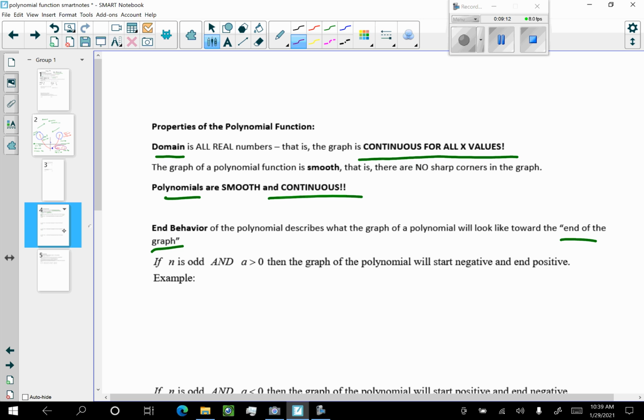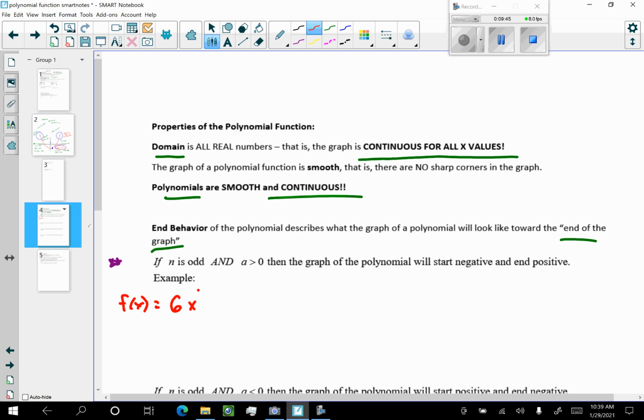If the degree is odd and a is positive, i.e. if the degree is odd and the leading coefficient is positive, then the graph of the polynomial is going to start negative and end positive. Here's an example. Give me an example of where the degree is odd and a is positive.